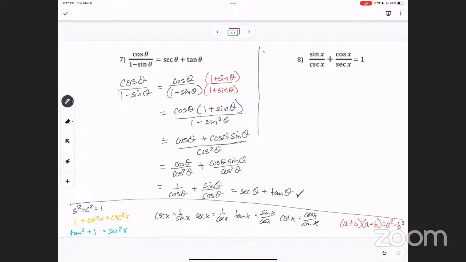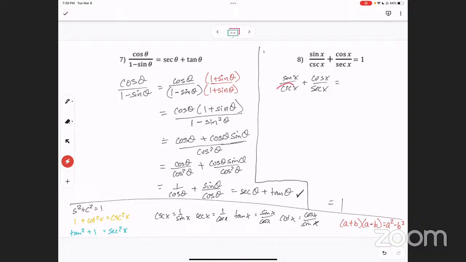Let's see if I can sneak number 8 in here. All right. First step, write the left side. Sine x over cosecant x plus cosine x over secant x equals, and I want it to equal 1 at the very bottom. So the first thing I'm going to do, notice I've got 2 terms here, and at the answer I have just 1 term. So somehow I've got to combine these together.